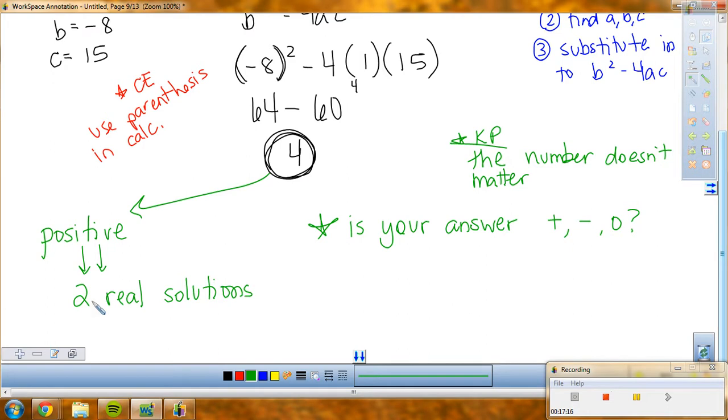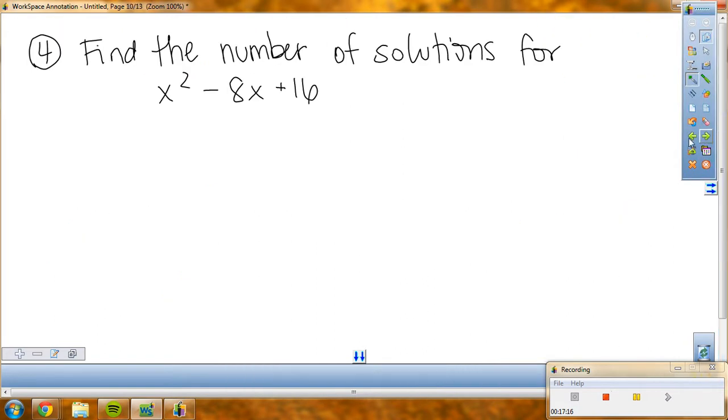2 real solutions. All right, so all we're doing is we plug in our A, B, and our C, we solve, and we look to see what the sign of our answer is, and that's going to tell us we have 2 solutions. We're going to talk later about how to find those solutions, but for right now, all we're worried about is how many are there. And we found that a positive number means 2. Let's look at another example.